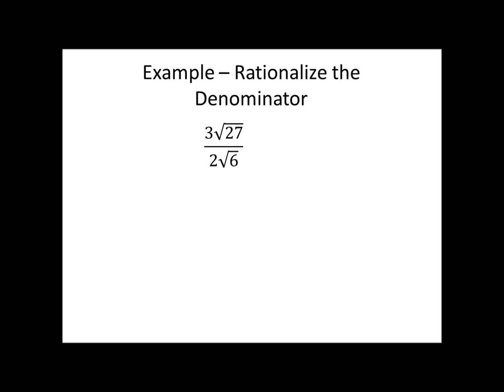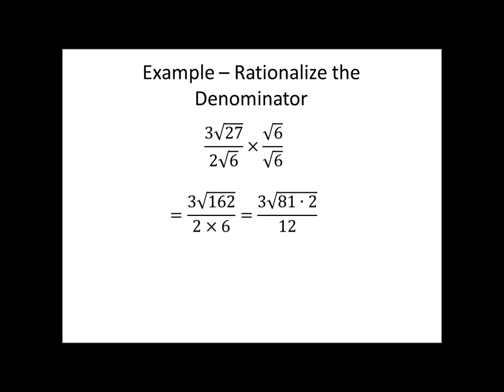So I'm going to multiply top and bottom by the square root of 6. Don't worry about the 2. It's not a problem. Let it be. Just focus on the problem. Now, on the bottom, square root of 6 times the square root of 6 is 6. On the top, I'm going to take 27 times 6. I've got the square root of 162.